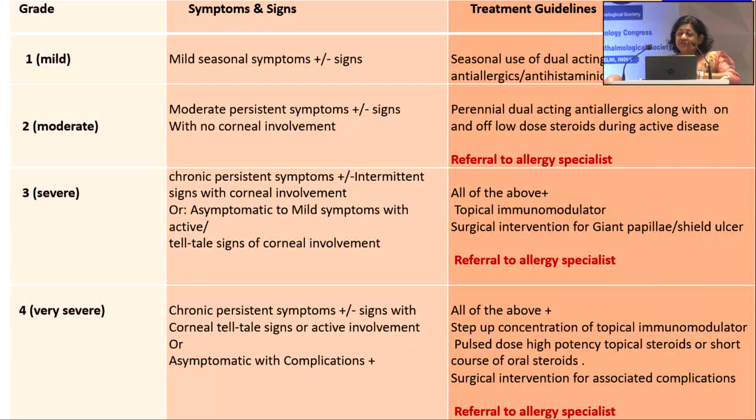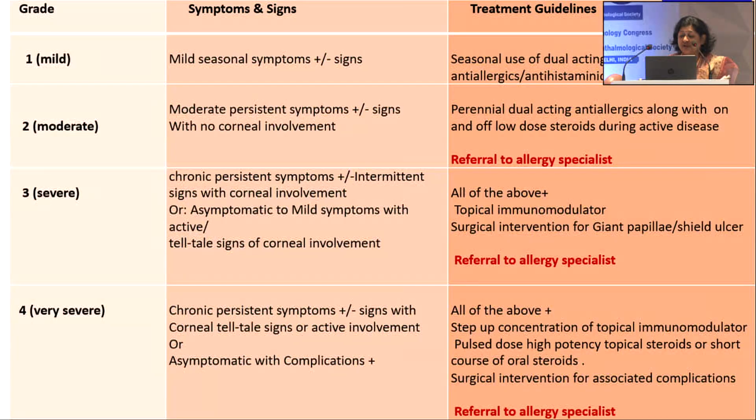In these cases, let the patients continue on the perennial dual-acting anti-allergics with on and off low-dose topical steroids during the active phase. When it becomes severe, you would need all of the above along with the topical immunomodulator and surgical intervention wherever required, like for giant papillae or shield ulcer.